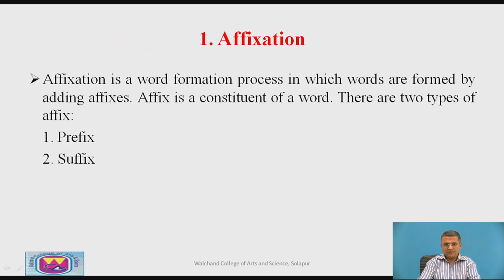Now we come to the first major word formation process. It is affixation. Affixation is a word formation process in which words are formed by adding affixes. Now we have to see what an affix is all about. Affix is a constituent of a word. Now there are two types of affix. The first type is called prefix, and the second type is called suffix.